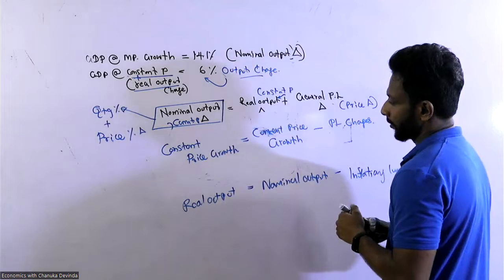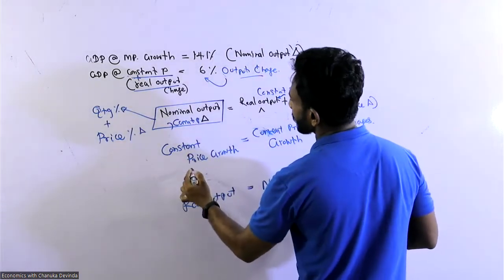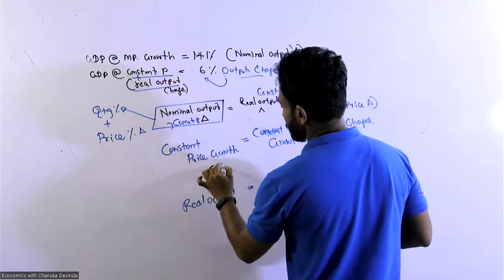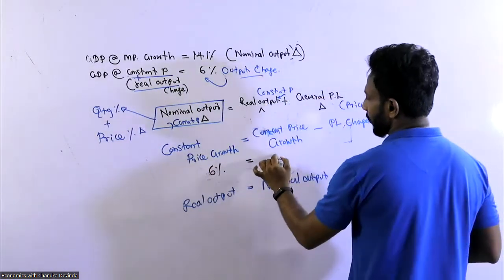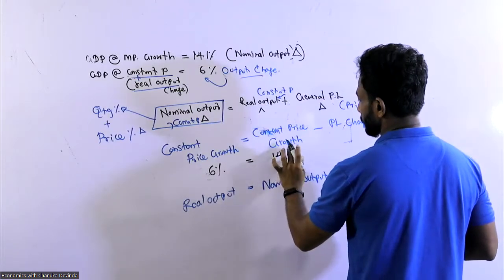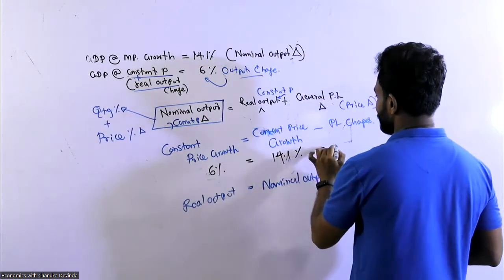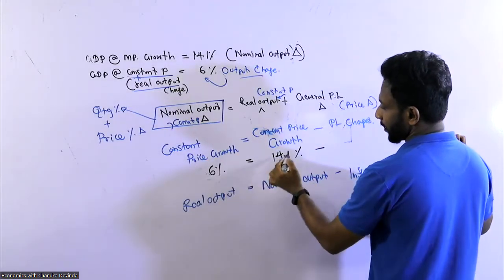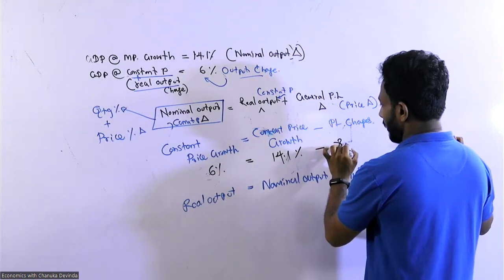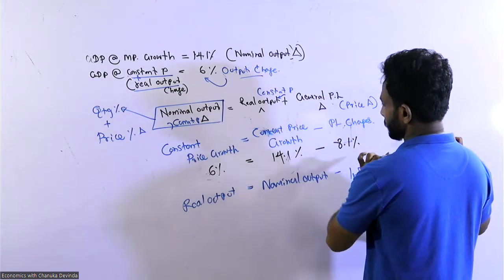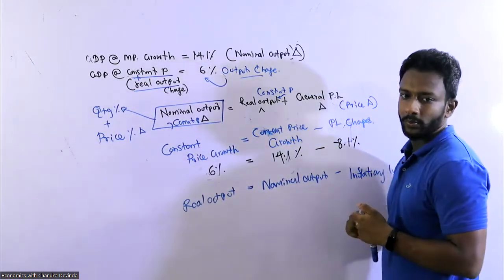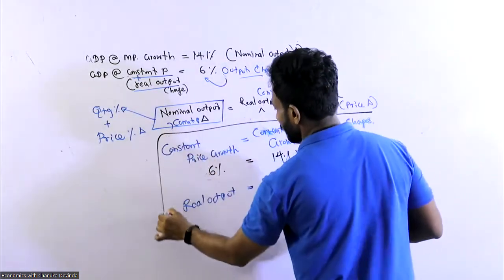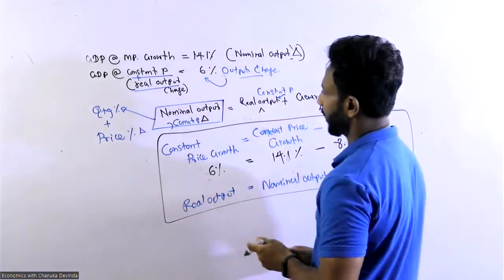Right. So if we substitute the values for this, constant price means 6% equals here 14.1 minus price level changes. We don't know, but we know. Right. 6% equals 14.1 minus 8.1%. Right. So please write down both of these at the end.